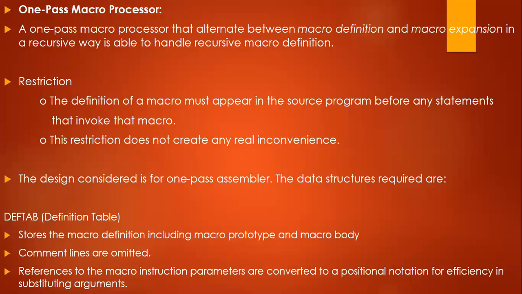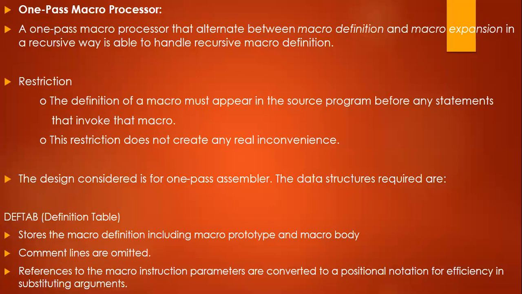That may be possible in the case of two-pass, because in pass 1 we are just scanning the program to identify the definitions. Then in pass 2 we go for invocation in a different area. So this restriction does not create any real inconvenience; it doesn't matter. The design considered here is for a one-pass assembler.